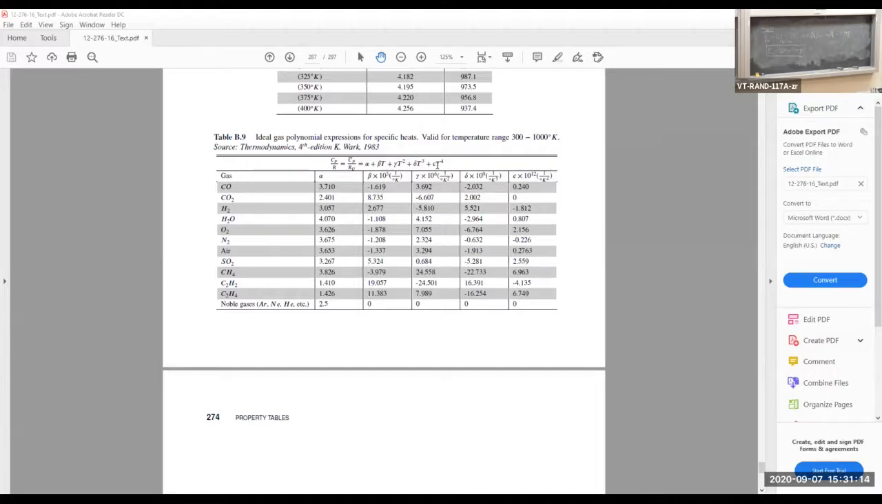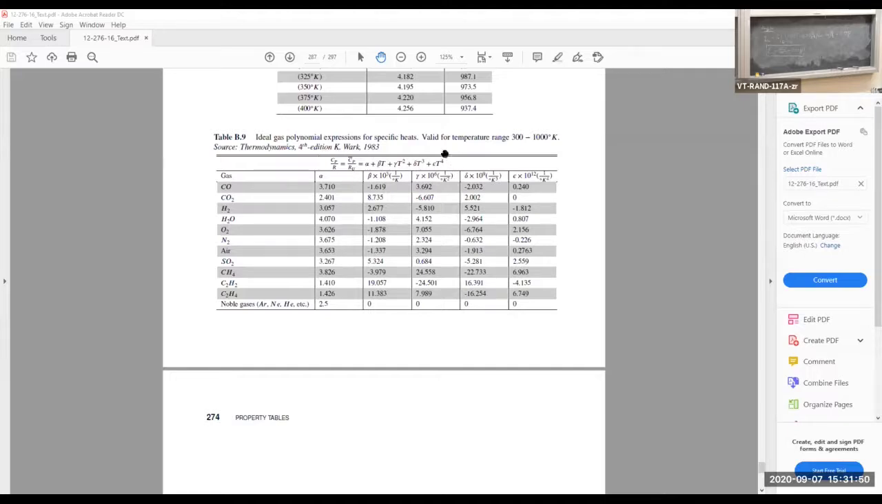I could have done this problem by substituting this polynomial expression into my integral and then integrating. I'm not going to. I'm going to leave it for you to do as a homework assignment. The values for the coefficients, alpha through epsilon, are given by these columns here. Note, for the various gases, here's air.